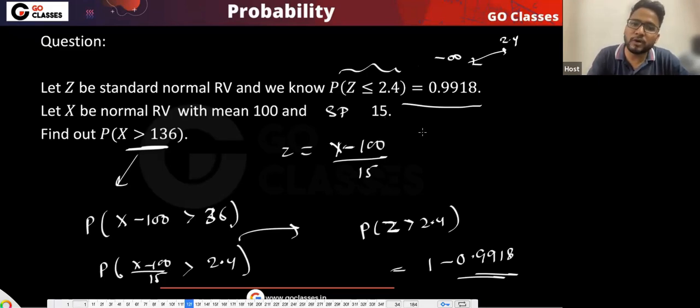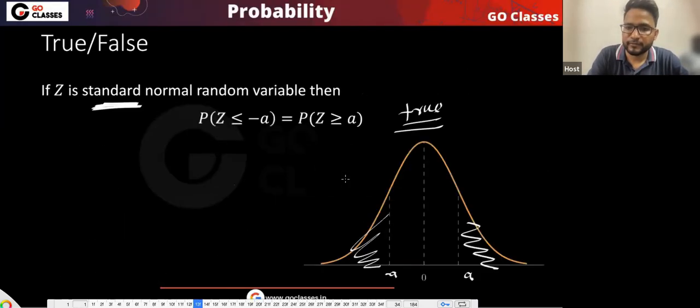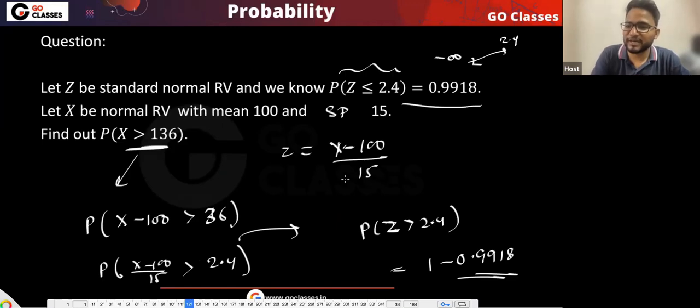What we need to do is convert any random variable x to z. How to convert x to z? We have already seen it. z is a standard normal random variable, which means the expectation of z is 0 and the variance of z is 1. To convert x to z, we just do x minus mu upon sigma. What is mu here? It is the expectation of x.